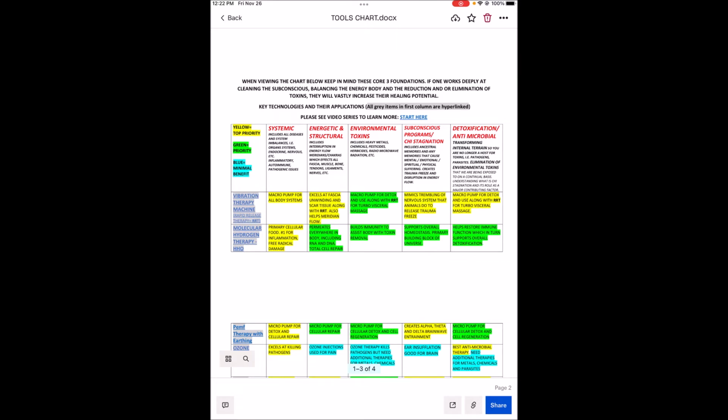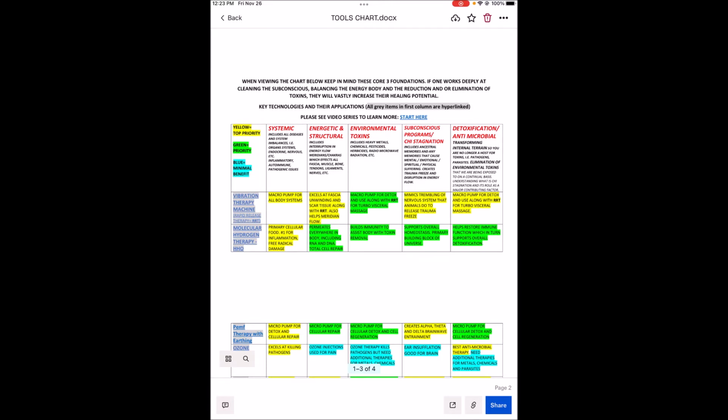Then the energetic structural is really more of a body work breakdown in structure, and then, you know, energy systems like acupuncture, cranial sacral, how to work on the energetic body and the structural body. Environmental toxins is straightforward. Subconscious programs is getting beyond just the energy body and the physical body into actually deeper meditative consciousness work, but it doesn't involve the energy body. It's sort of the conduit between the consciousness issues affect the energy body. So that's a category into itself.